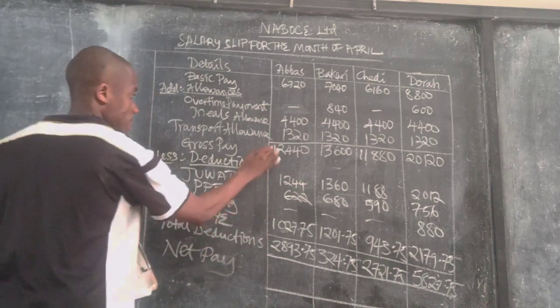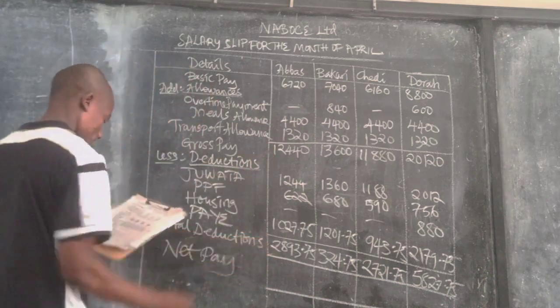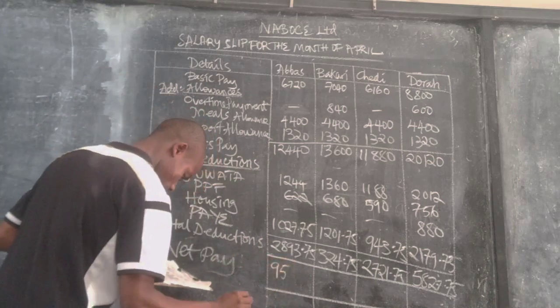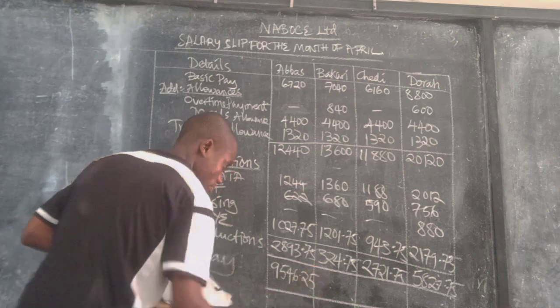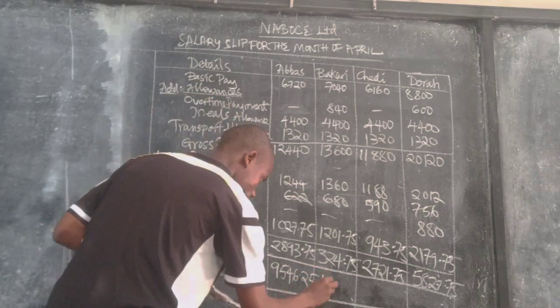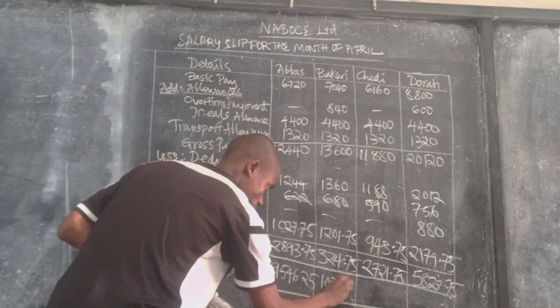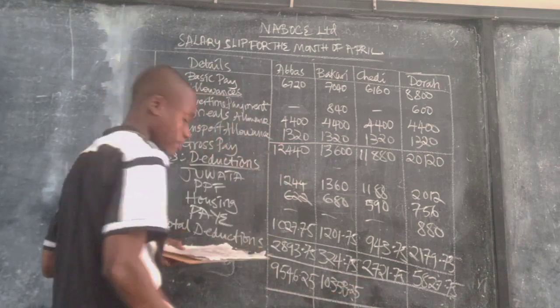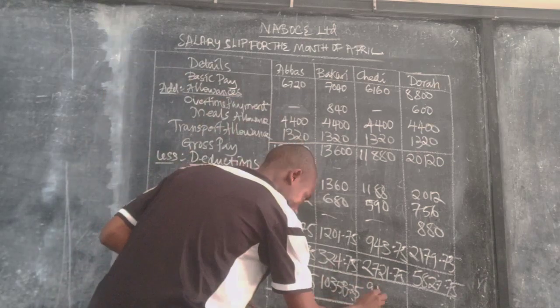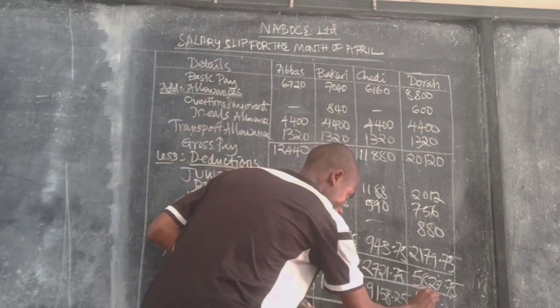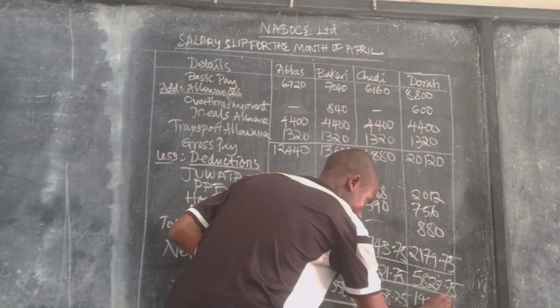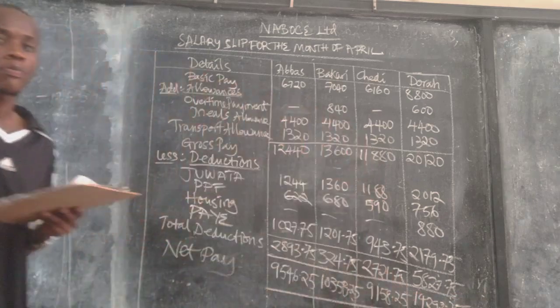Then you close, you will say net pay. Find the net pay by taking gross pay minus total deductions. So 12,444 minus 2,893.75, you'll get your answer. Then you take 13,600 minus the total deduction. Then for Chedi, you take 11,880 minus 2,721.75, you'll get your answer.